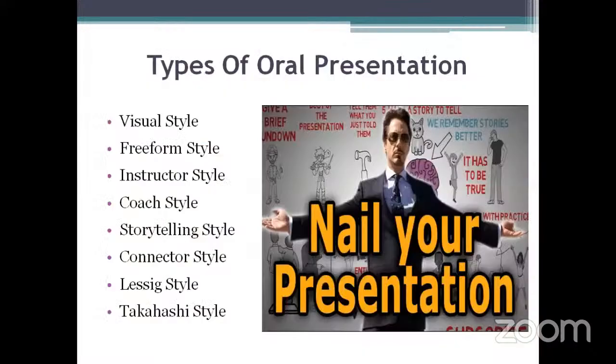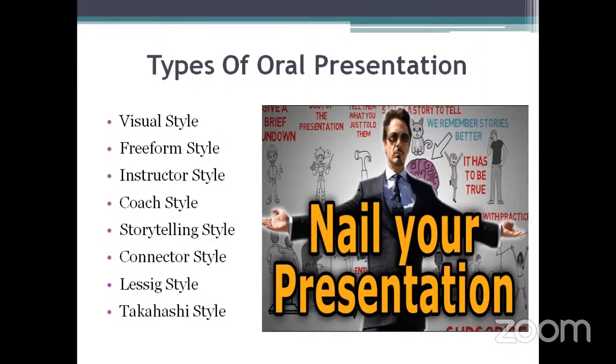Now we'll move on to the different types of oral presentation models. We have a lot of presentation slides here. The first kind of model is visual style, freeform style, instructor style, coach style, storytelling style, connector style, Lessig style, and Takashi style. It is important that the presenter chooses the presentation style they want to use to present their idea. Before starting, you should first choose your idea and the presentation style, and prepare accordingly. In this way, you can present your topics in an effective manner.